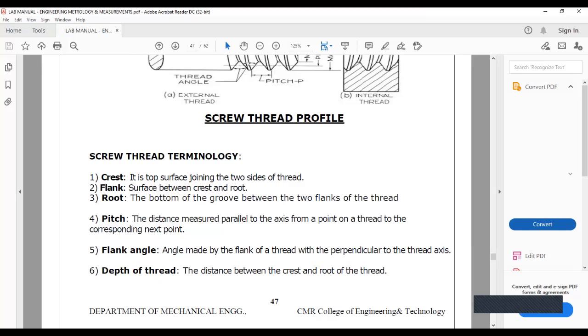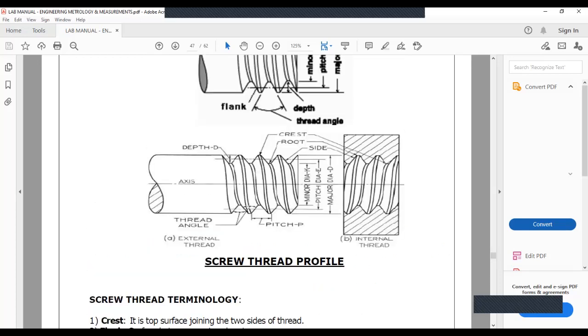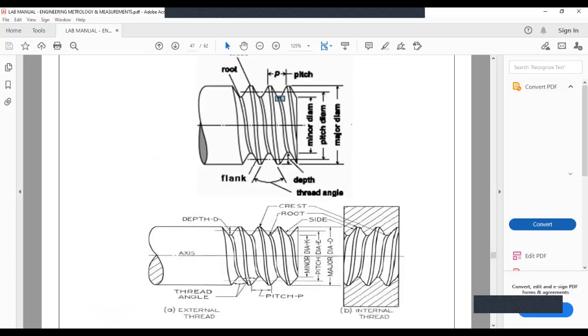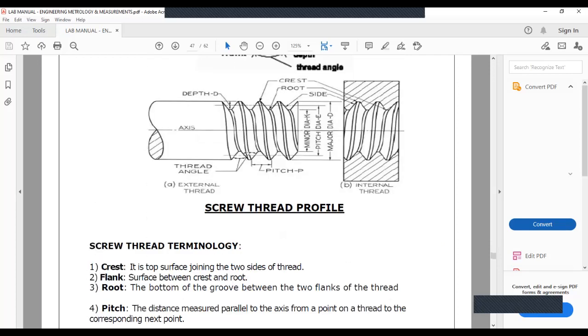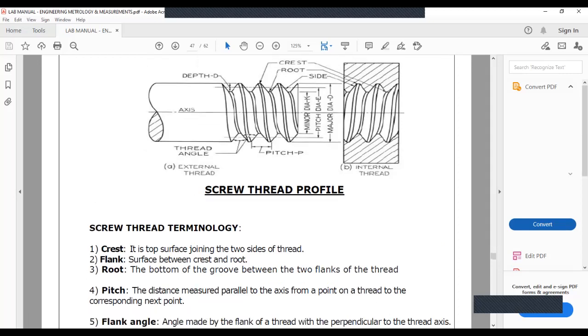Once you have this knowledge, it is easy for us to go with the tool maker microscope. We are having less than 1 minute left. If it is disconnected, please rejoin once again so that we can see the upcoming definition parts.